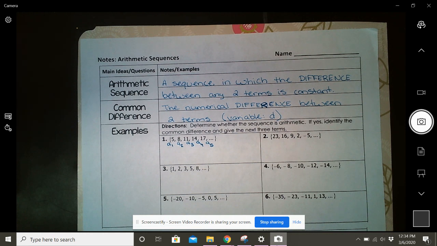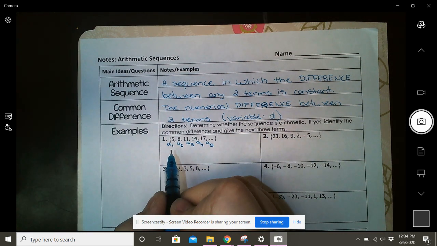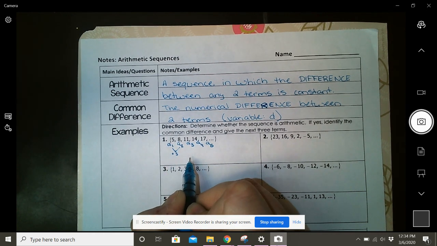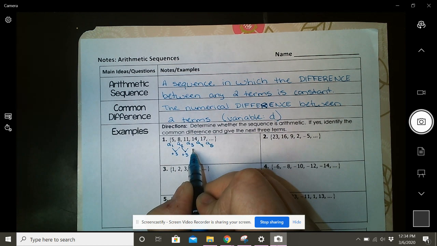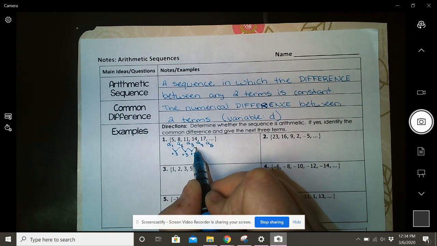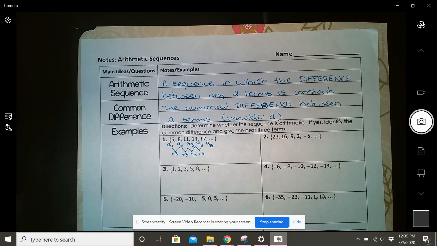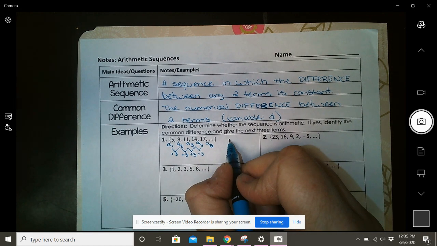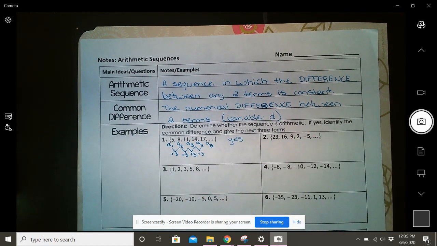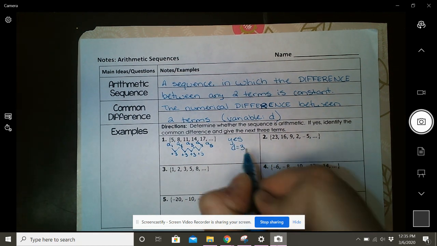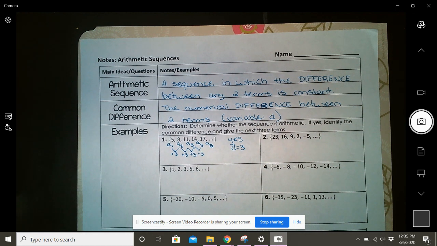Well, we want to find the difference between the terms. So what is the difference from 5 to 8? You add 3 each time. The difference from 8 to 11? You add 3 each time. And that pattern continues through this whole list of numbers. From 14 to 17, you add 3 each time. So this is an arithmetic sequence. The common difference between each number is a positive 3, because that's what we are adding between each term.